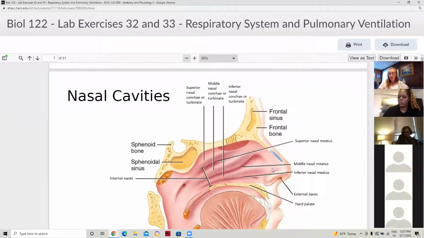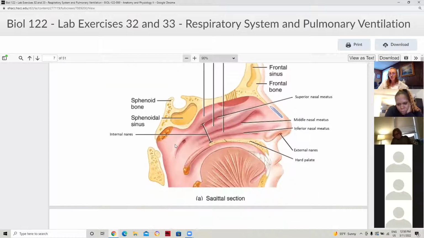So internal nares, superior nasal concha, middle nasal concha, inferior nasal concha. Underneath each one is a meatus, a canal: the inferior nasal meatus, the middle nasal meatus, and the superior nasal meatus. External nares, internal nares back here. The nasopharynx is right here.